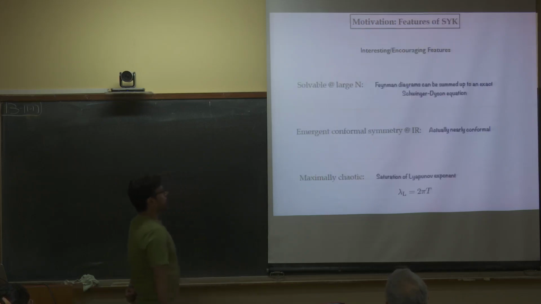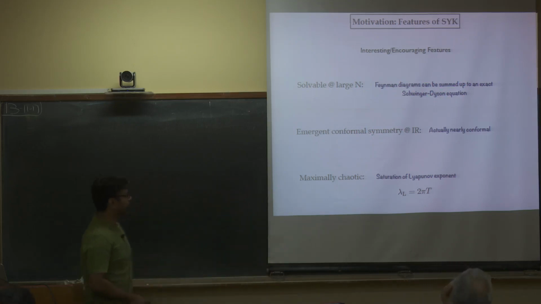Now, there are interesting, or encouraging, features of this model, 2 of which, this is a standard list of 3 features that usually people enlist. However, at least I have spoken with a couple of condensed matter colleagues. They say that these 2 features are not really very unique to SYK. But nevertheless, the point is that this model is solvable in a certain sense, that the Feynman diagrams you can sum up into an exact Schwinger-Dyson equation. And if you can solve that equation, you have solved the problem. That's the essence in which this is solvable.